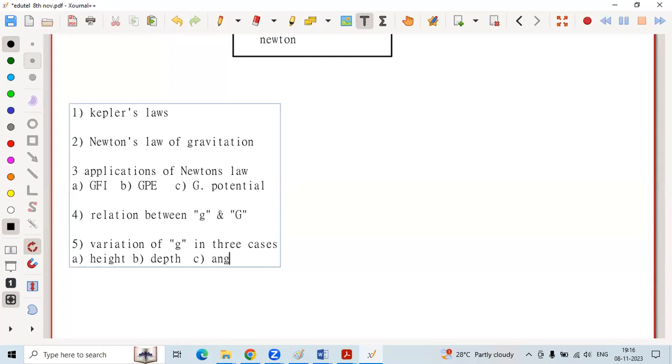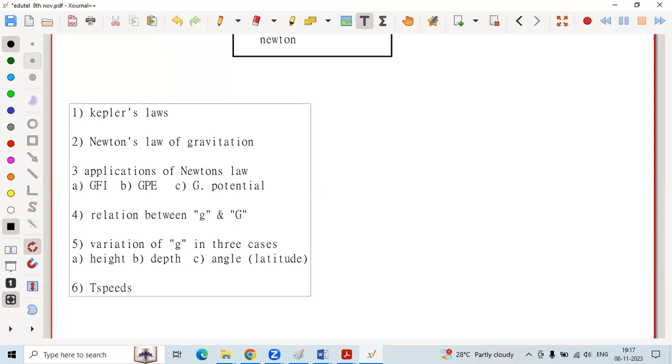Latitude, in simple language I use angle, because latitude is nothing but angle. Right? Height is altitude, not attitude, altitude. Right? Okay. Next, 6th one. There are 2 speeds.